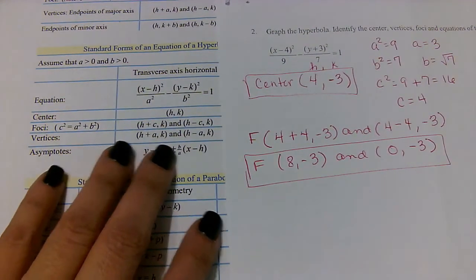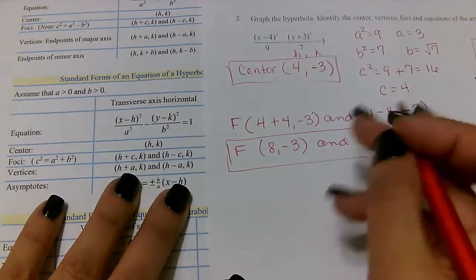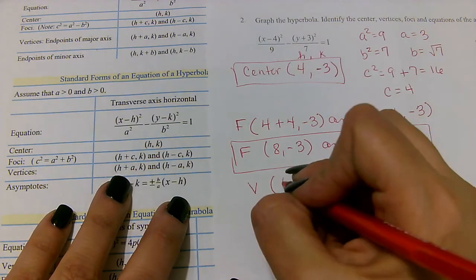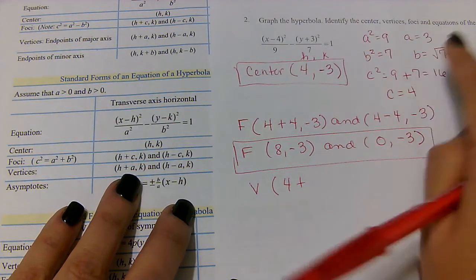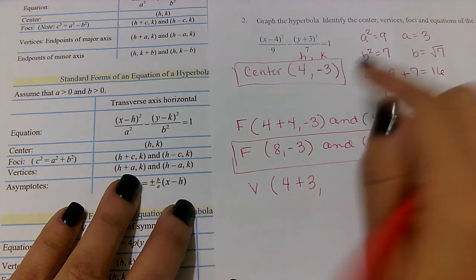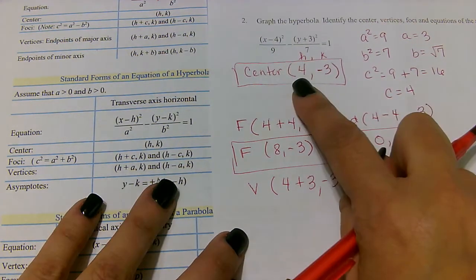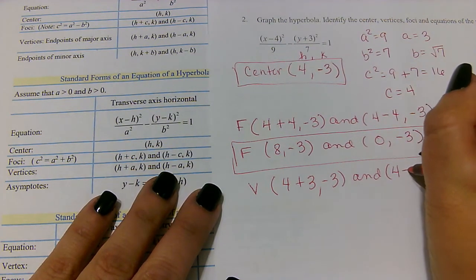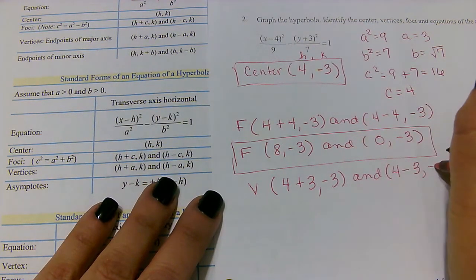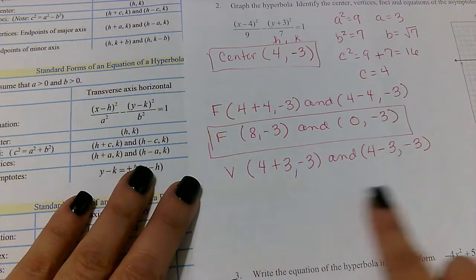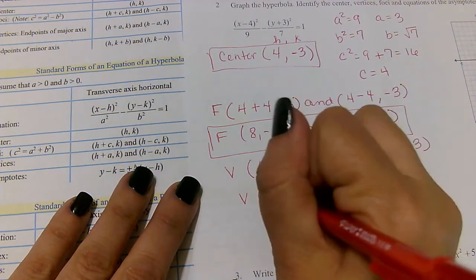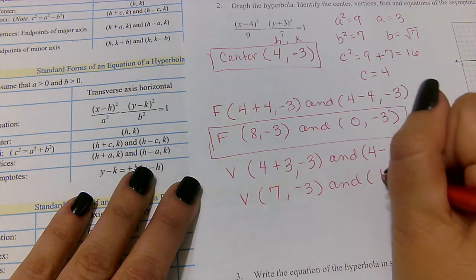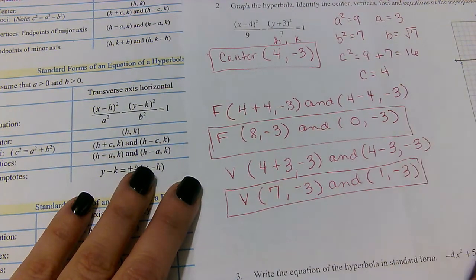Now let's find our vertices. Our vertices are going to be using this equation. So our vertices are h, which is 4, plus a, which is 3, comma, k, which is -3, and h, which is 4, minus a, which is 3, comma, -3. Simplify on the next part. So the vertices are going to be equal to (7, -3) and (1, -3). There's our vertices.